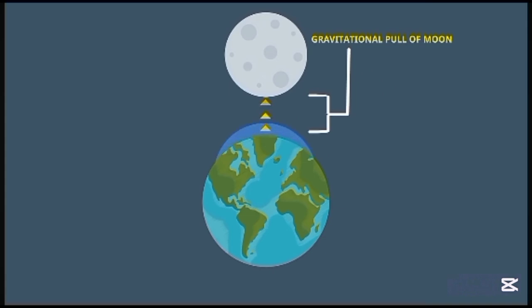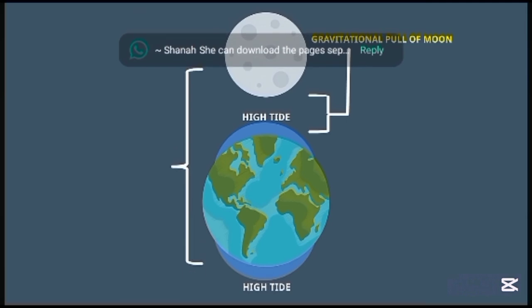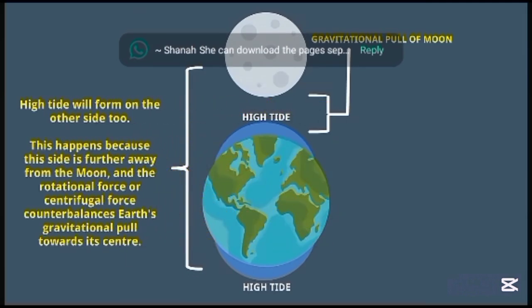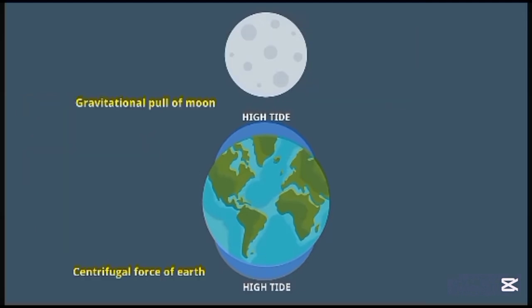And this effect leads to the creation of what we call high tides on one side towards the Moon, and also high tides on the opposite side. Why is it like this? This is because the high tides will form on the other side too. This happens because this side is further away from the Moon, and the rotational force or centrifugal force counterbalances Earth's gravitational pull towards its center. Meaning that the first high tide is due to the gravitational pull of the Moon, and the second high tide is due to the centrifugal force of the Earth.